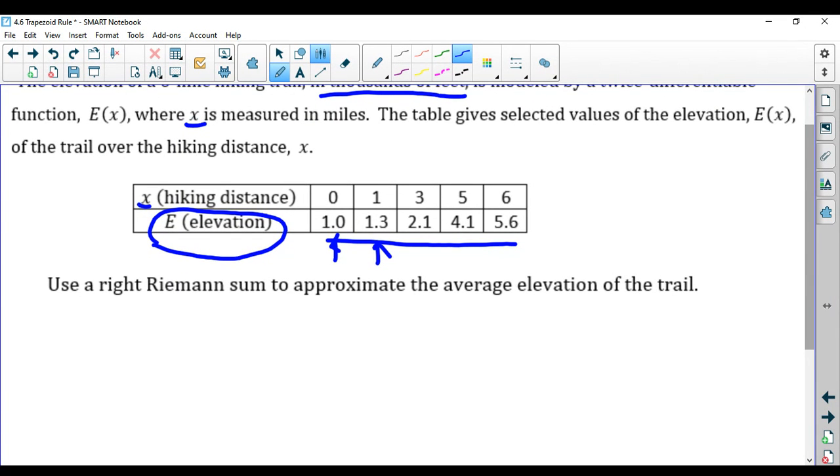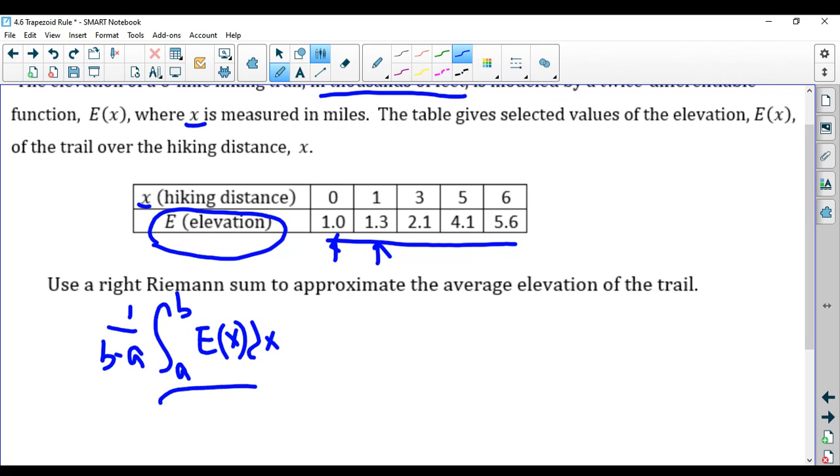So the first thing is the average value of a function is 1 over b minus a times the integral from a to b of f of x, in this case E of x. That's what we have to determine. But we don't know the function, so we can't do this integral. That's why we have to use a right Riemann sum to approximate this integral.